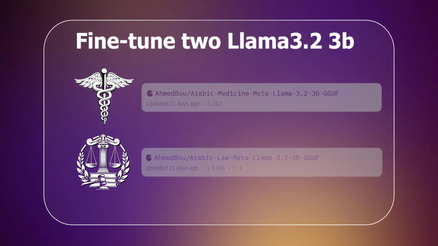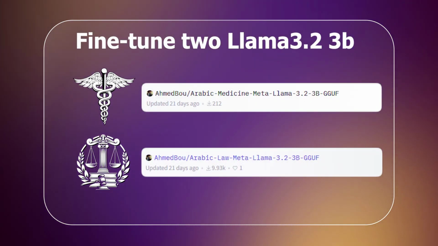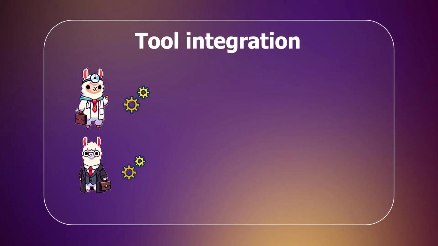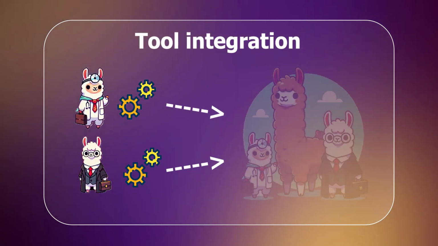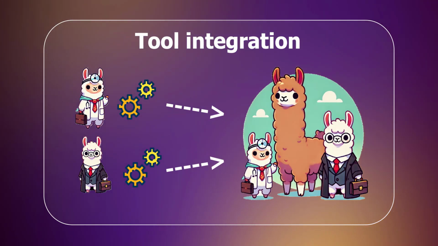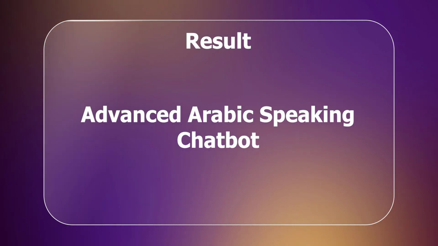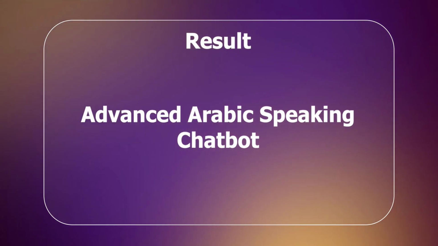First, we will fine-tune two smaller LLaMA 3.2 models, 3 billion models, on these datasets to create specialized question answering models for each topic. Then, we will integrate them as a tool within a larger LLaMA 3.2 model, 19 billion model. The final result, an advanced Arabic-speaking chatbot that will provide in-depth answers related to medicine and law.